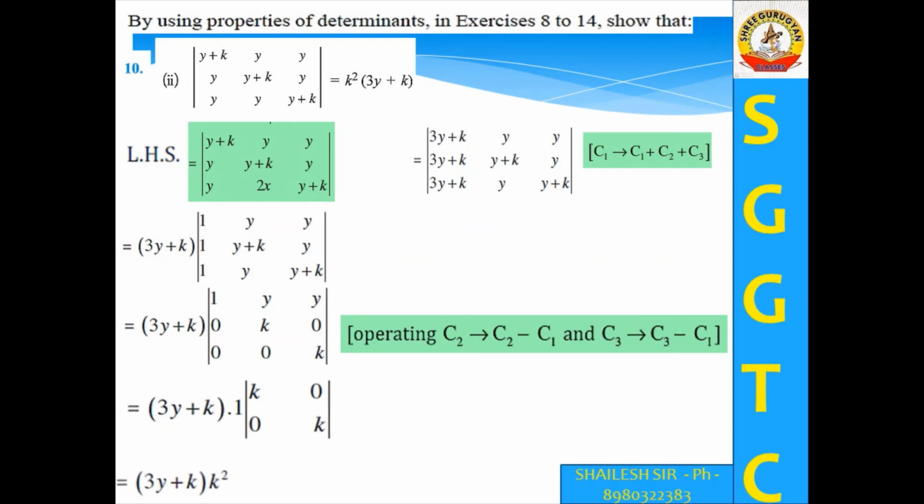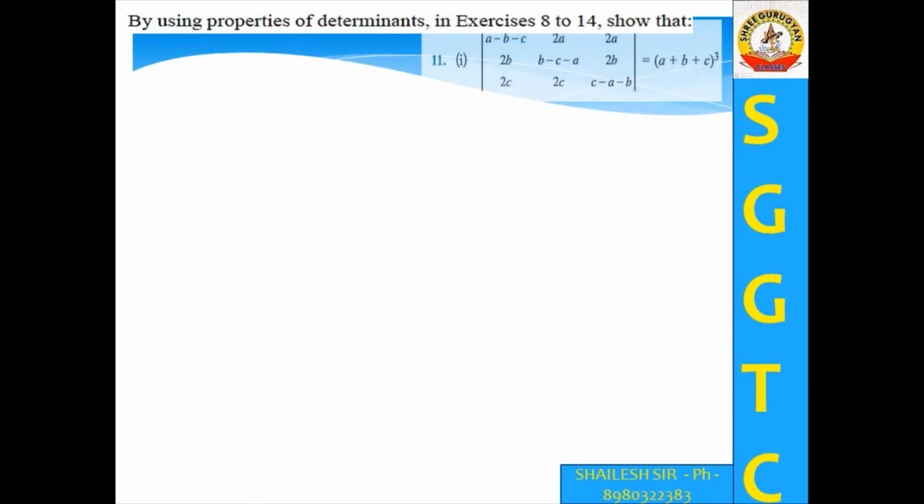The others are 1 1 1, converting into the form of zeros. After that, once the common is taken, you represent zeros. So C2 changes to C2 minus C1 and C3 changes to C3 minus C1, and after that, on expansion, you get the little value k square outside and 3y plus k. It's very easy. Now question number 11.